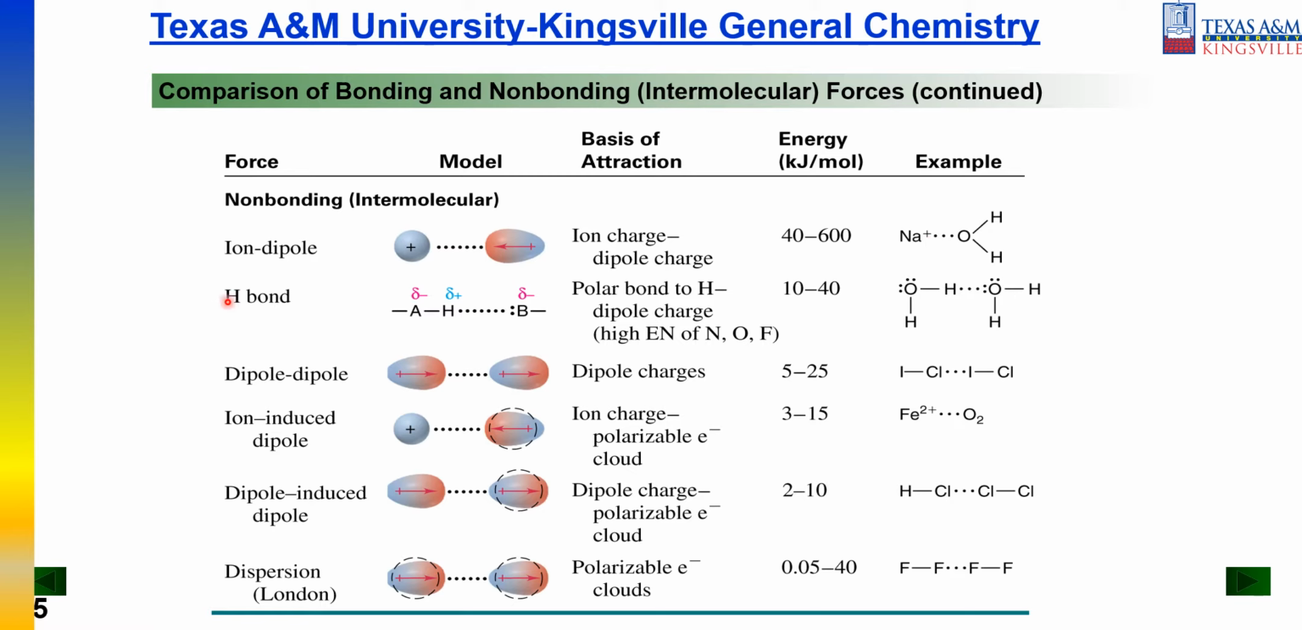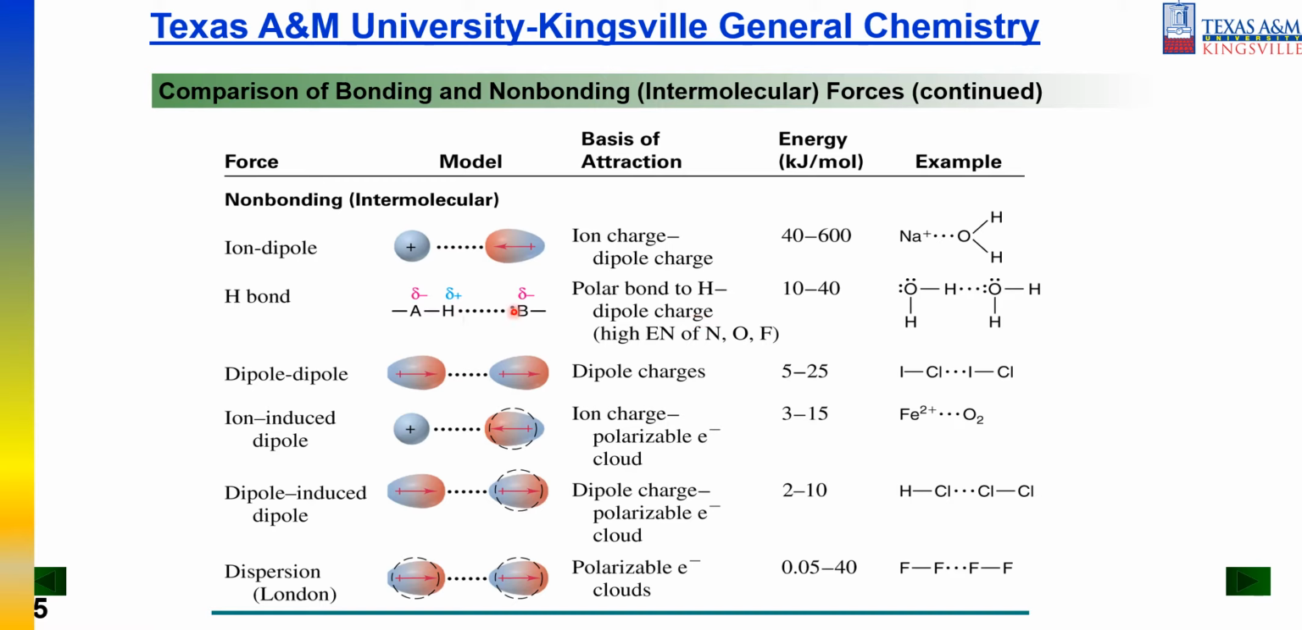The second one is called hydrogen bond. Hydrogen bond is not a bond, it's intermolecular forces. You also have a positively charged end of your hydrogen, negatively charged end of your non-hydrogen. In this case, this lone pair and your partially positively charged hydrogen are attracting to each other. The reason is your polar bond to hydrogen, dipole charge.